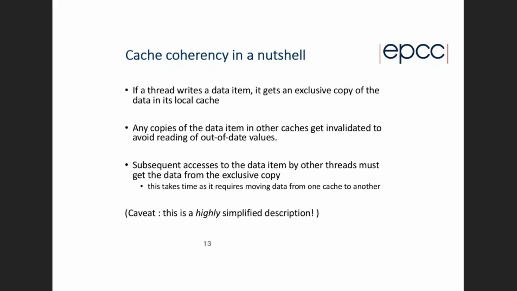Okay, so I realize that cache coherency, if you go into the details, is really complicated in how it actually works. So this is a very simplified description, but it's sufficient for us to reason about the behavior of multi-threaded programs. So the idea is that every time a shared variable is written, the writing thread gets this exclusive copy in its local cache, and then any subsequent accesses to that thing by other threads will be more expensive because of that.